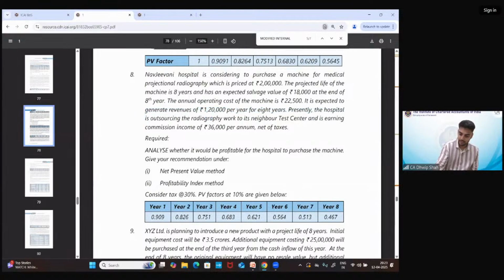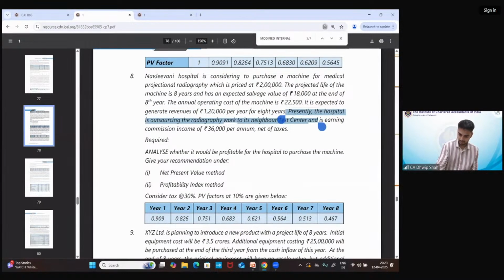This statement is very important. Presently, the company is earning a commission income of 36,000 net of taxes from some testing center. But once the company fits the radiography machine, will the company now earn this commission income, this referral income? Tell me. Currently the company did not have a radiography machine. So what did the company do? The company used to send its patients to some other test center and that test center used to give commission to our hospital.